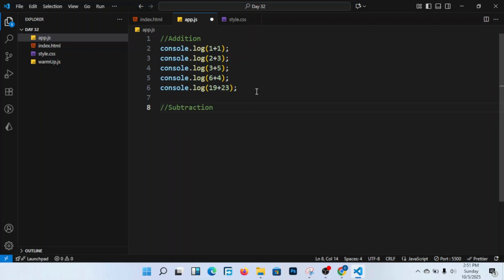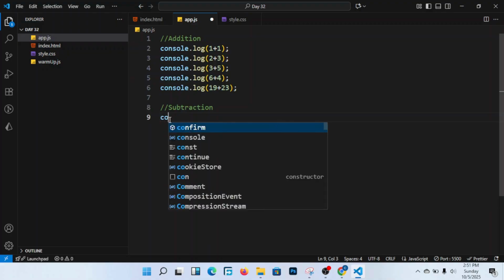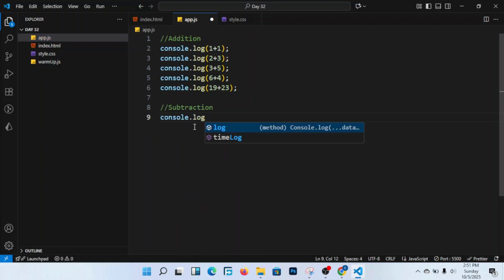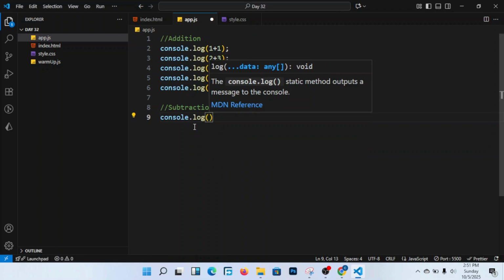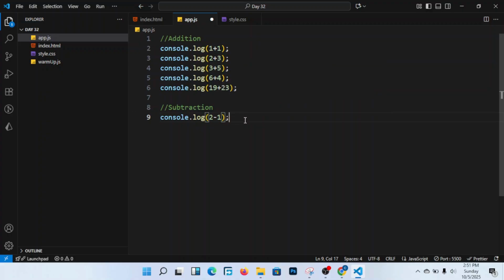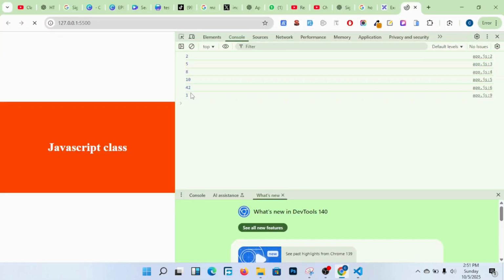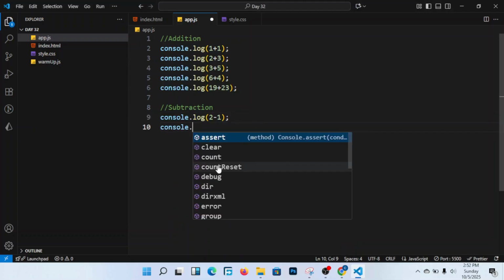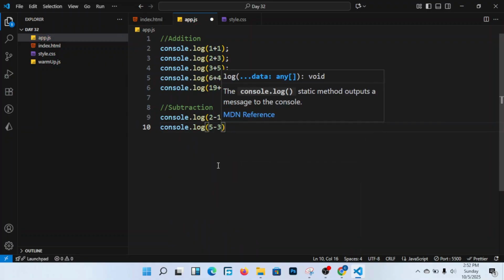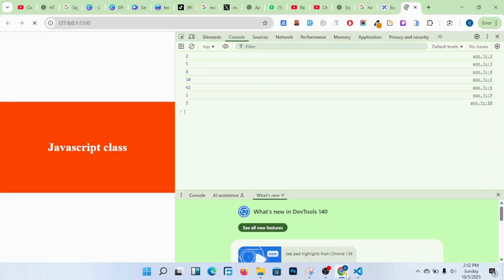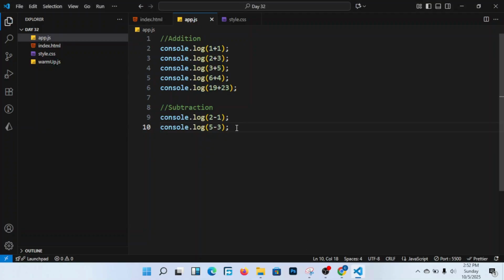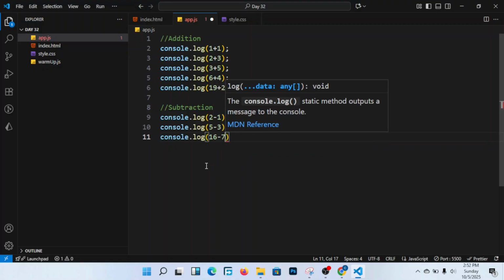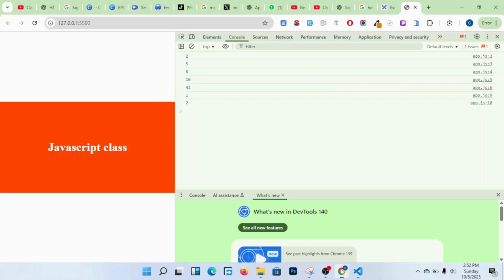Subtraction. I come here and say, for example, console.log. Then I say maybe 2 minus 1. I see what it gives me. 2 minus 1 is what? 1, you see? It is here. Then I say maybe console.log 5 minus 3. 5 minus 3 is what? 2, it's there. Then console.log 16 minus 7. It gives me 9. It's 9, okay.